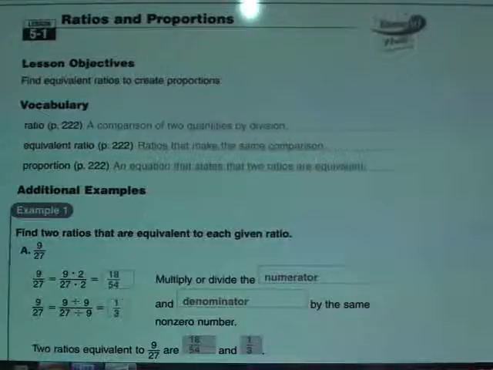This is a video presentation of Chapter 5, Section 1 in the 8th grade textbook entitled Ratios and Proportions.